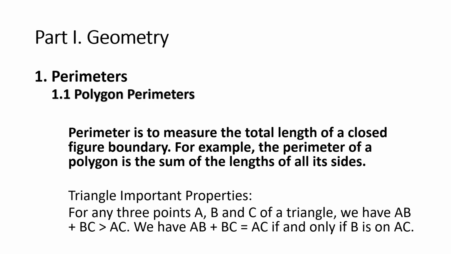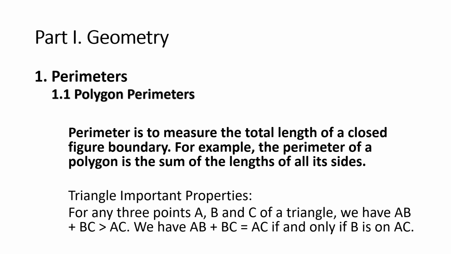Part 1, Geometry. First point, we'll talk about perimeters. First is about polygon perimeter. The definition for perimeter is to measure the total length of a closed figure boundary. For example, the perimeter of a polygon is the sum of the length of all sides.